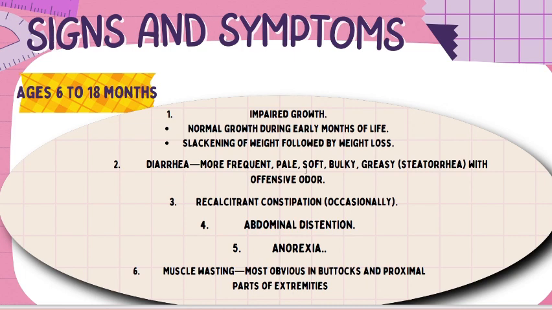Signs and symptoms, age 6 to 18 months. Number 1, impaired growth. Normal growth during early months of life, slackening of weight followed by weight loss. Diarrhea, more frequent, pale, soft, bulky, greasy, with offensive odor. Recalcitrant constipation occasionally. Abdominal distension, anorexia, muscle wasting most obvious in buttocks and most proximal parts of extremities.